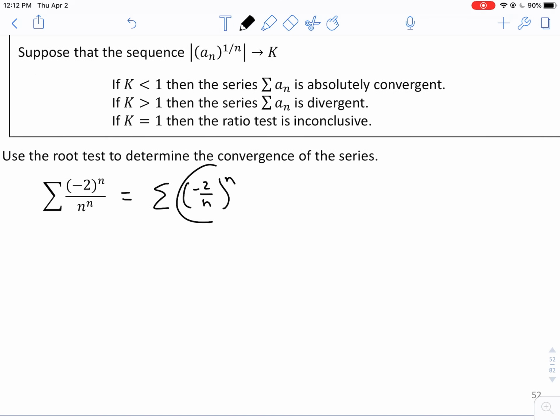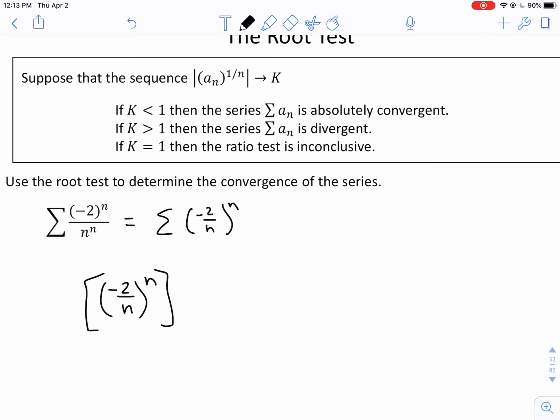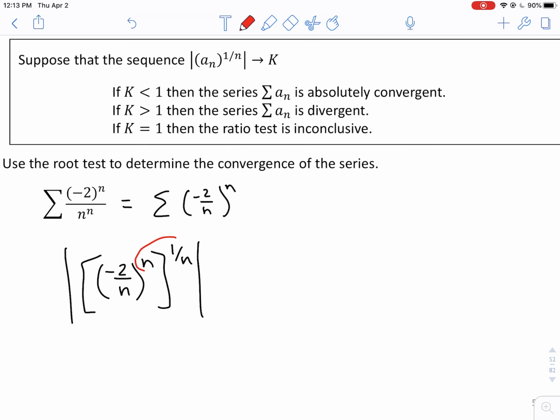All right, so we begin by just rewriting this. Then we're going to raise all of that to the 1 over n, and then do the absolute value of all that. When you have something raised to the n and then you raise to the 1 over n, you multiply the powers, so those cancel. This takes us to just negative 2 over n, but that's in an absolute value. So that takes us to just 2 over n without any absolute value needed.